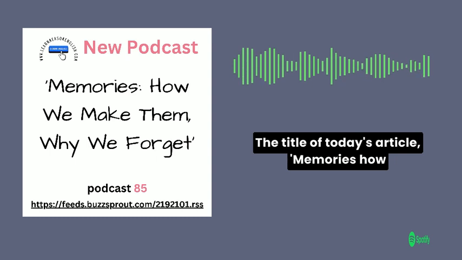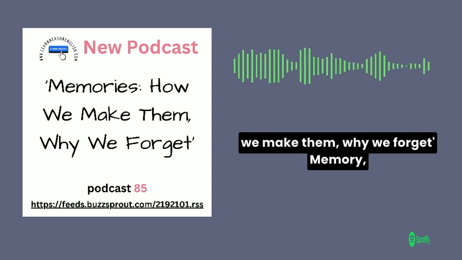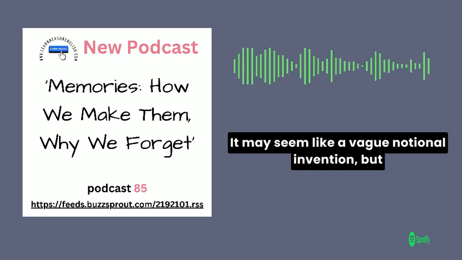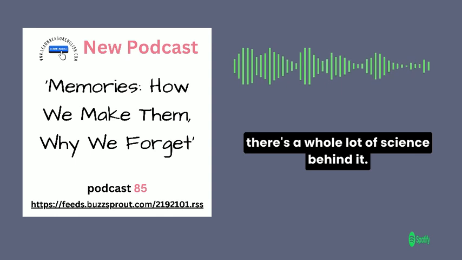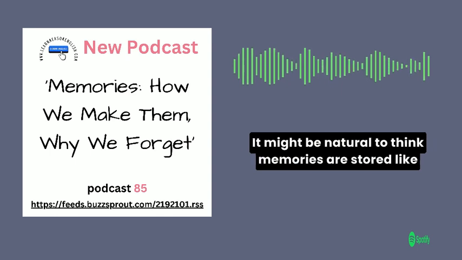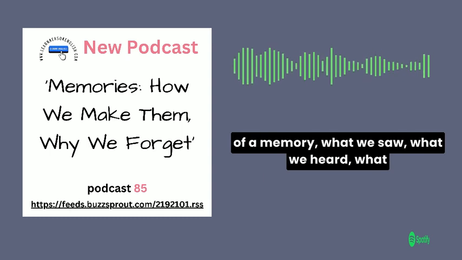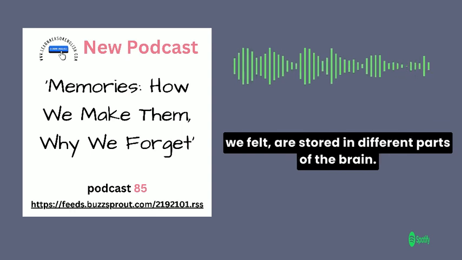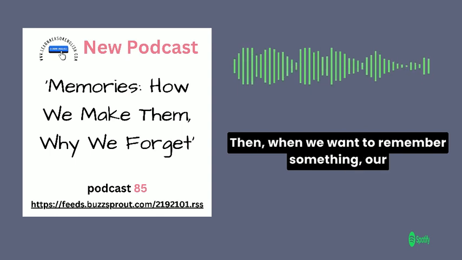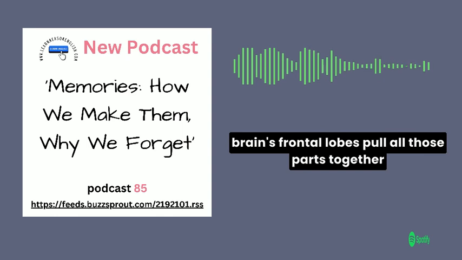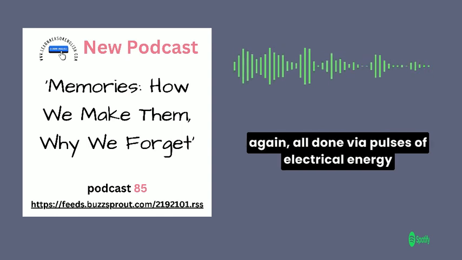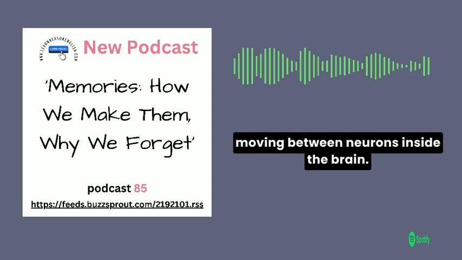The title of today's article, Memories, How We Make Them, Why We Forget. Memory. It may seem like a vague, notional invention, but there's a whole lot of science behind it. It might be natural to think memories are stored like video clips in our brains, but in fact, different aspects of a memory, what we saw, what we heard, what we felt, are stored in different parts of the brain. Then, when we want to remember something, our brain's frontal lobes pull all those parts together again, all done via pulses of electrical energy moving between neurons inside the brain.